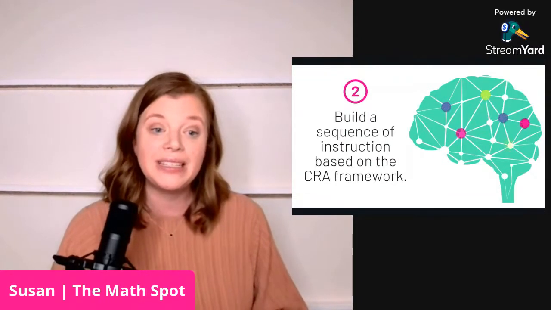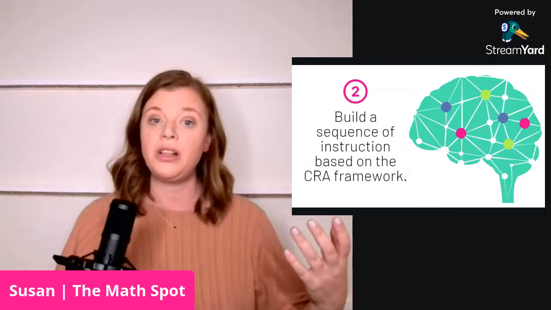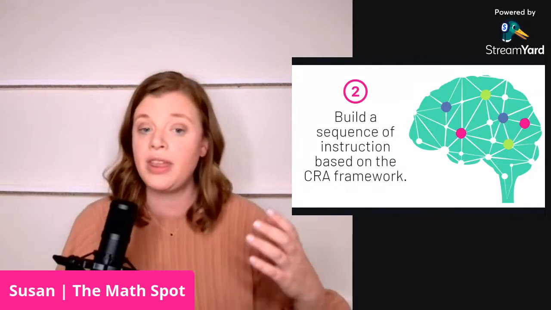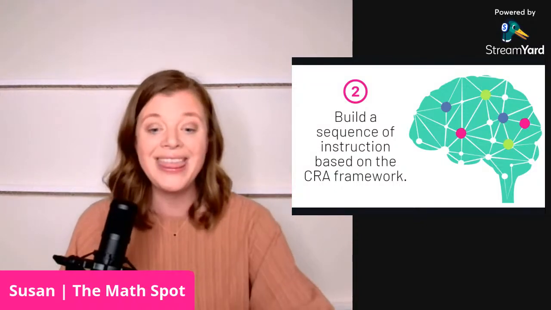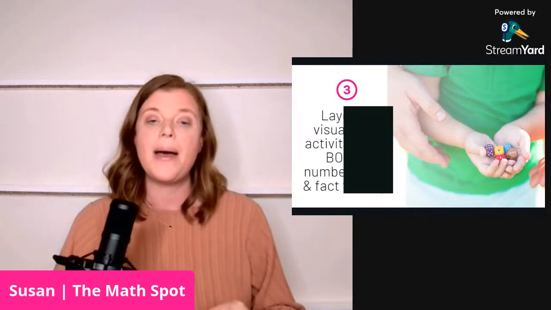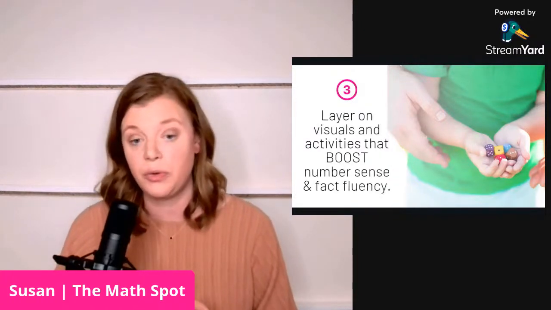Next, you're going to build a sequence of instruction based on the CRA framework. So you're going to think about what would it look like to do, if you said the skill was counting by tens, at the concrete, representational, and abstract levels? And then you're going to layer on activities that boost your students' number sense and fact fluency along the way.